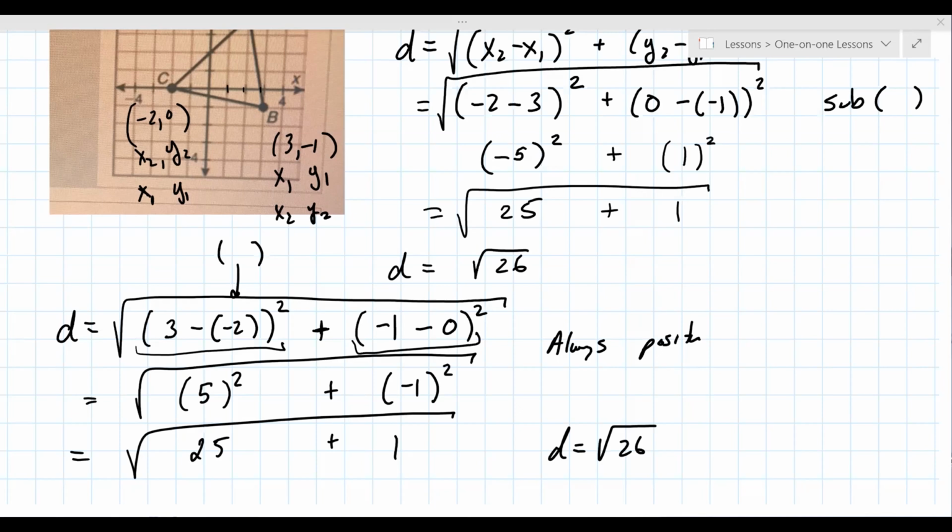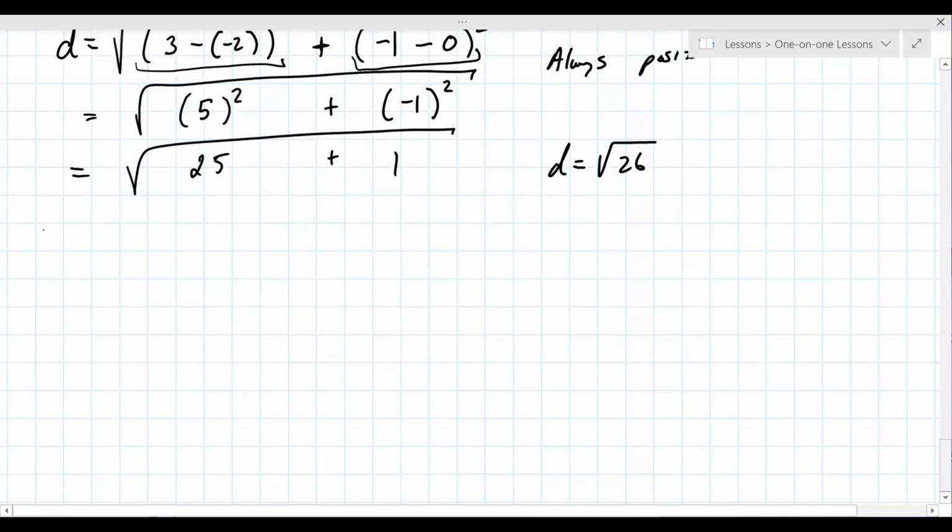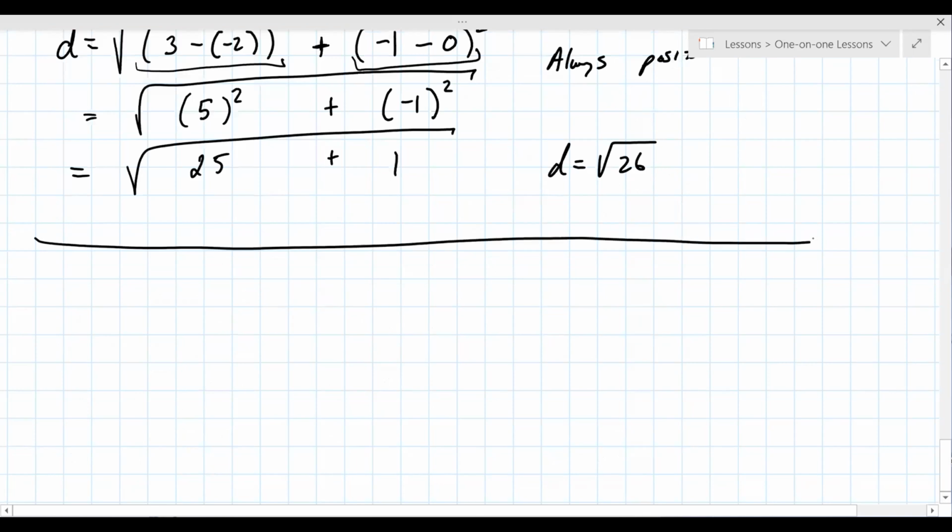6. Oh, we got to find CA. Shocker. They should have just said find all the lengths of all the sides. All right. Let me grab a new snip here.